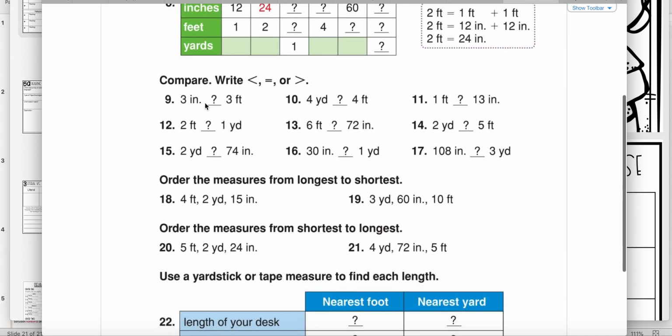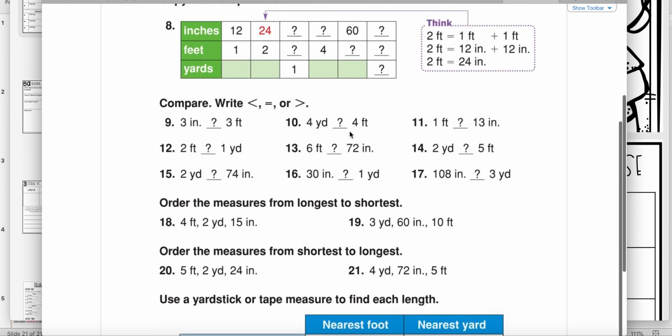Now we need to compare. Is 3 inches greater than, less than, or equal to 3 feet? That would be less than. What about 6 feet and 72 inches? You have to do a little bit of math. You have to think about how many feet is 72 inches. 72 inches is 6 feet, so that would be equal.